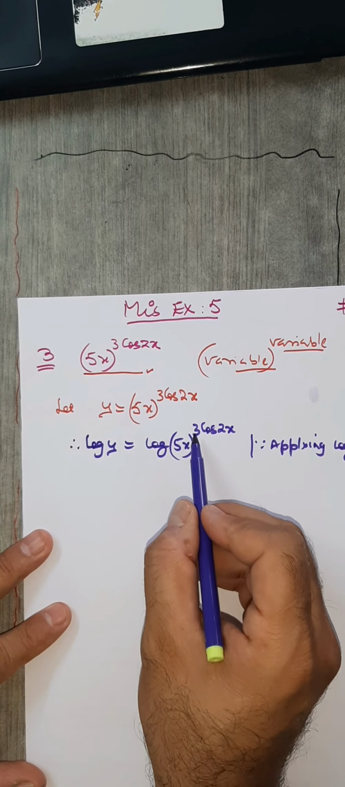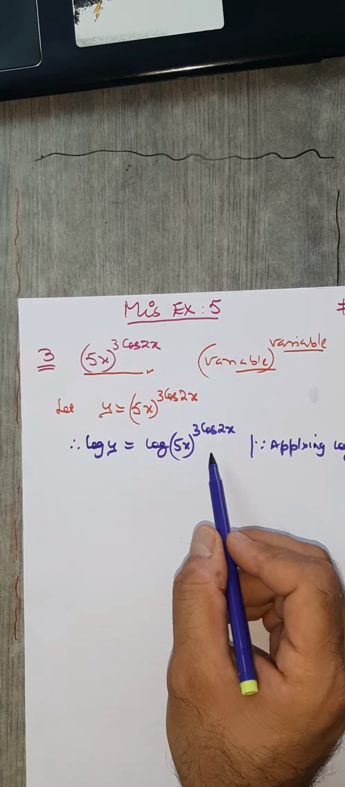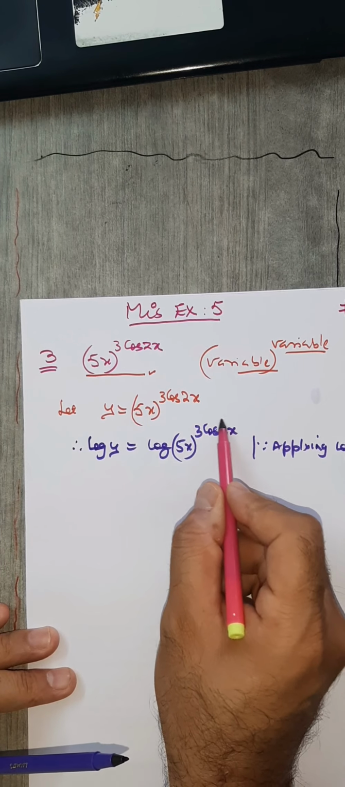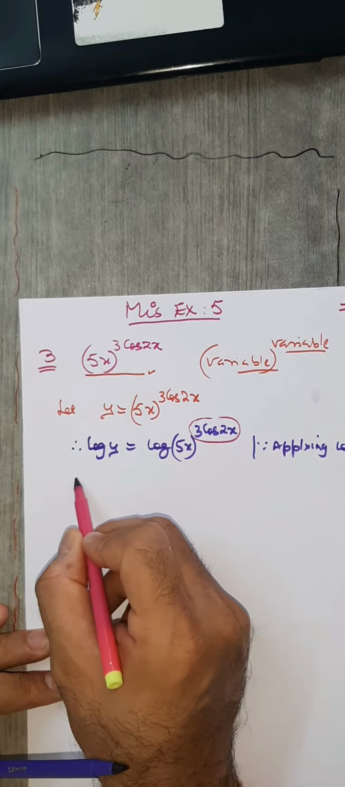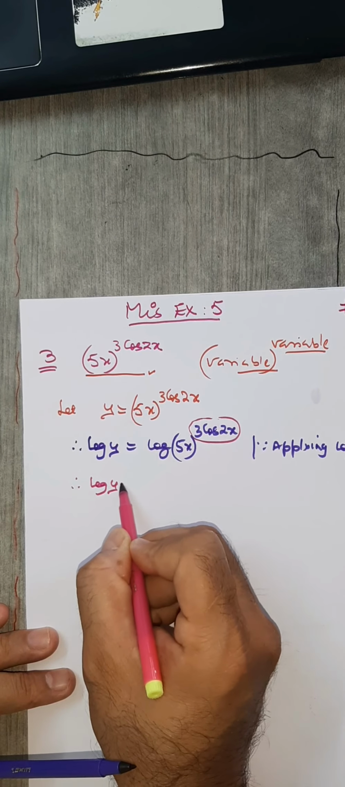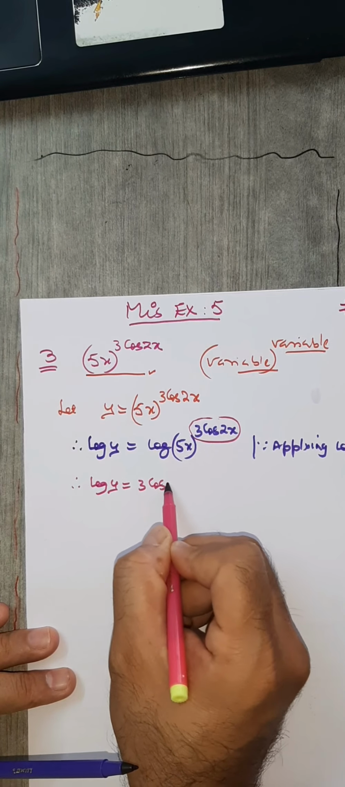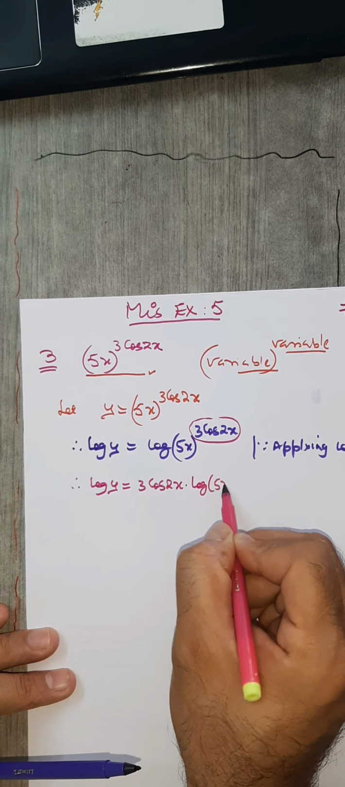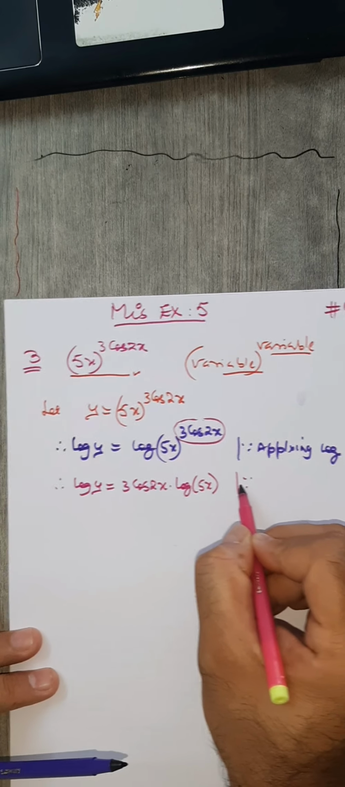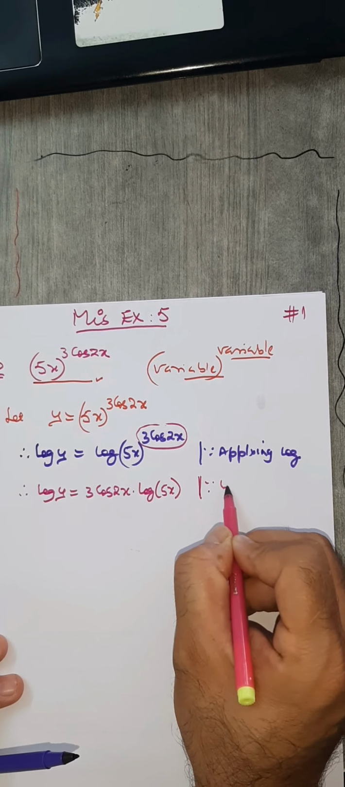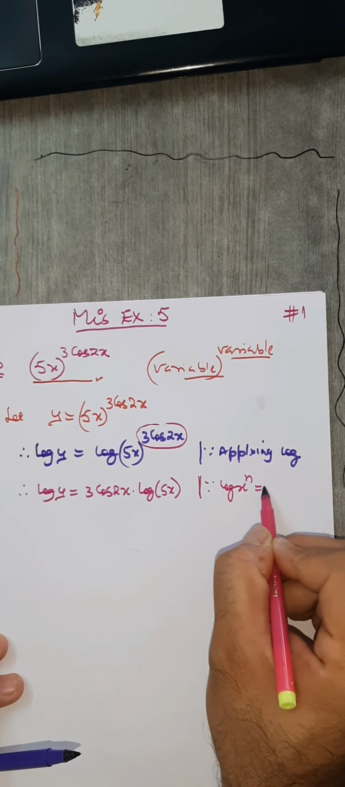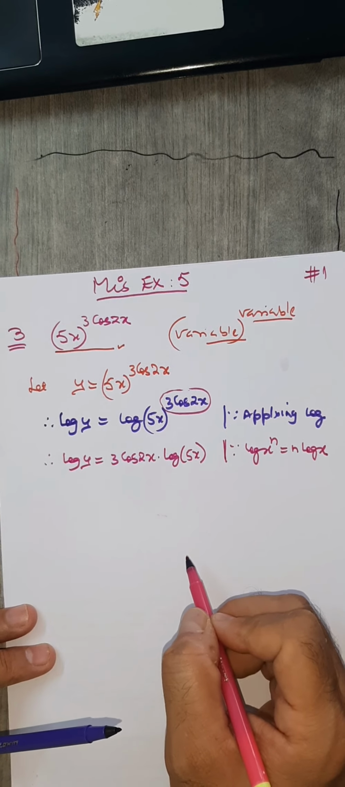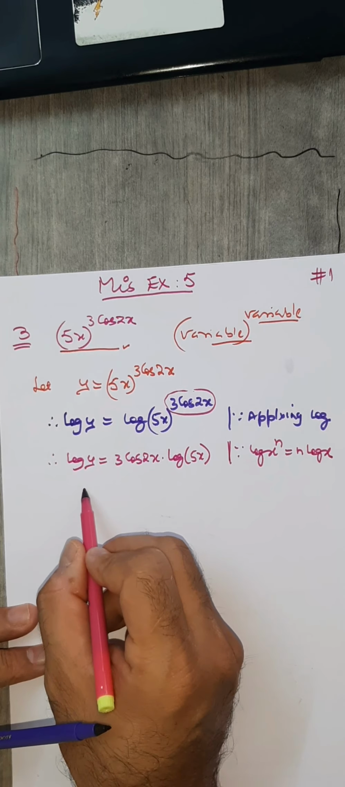Now you know this property, this power will be in the product here. So therefore log y equals 3 times cosine 2x into log of 5x. Which property have I used here? Log of x raised to n equals n log x. This you know.